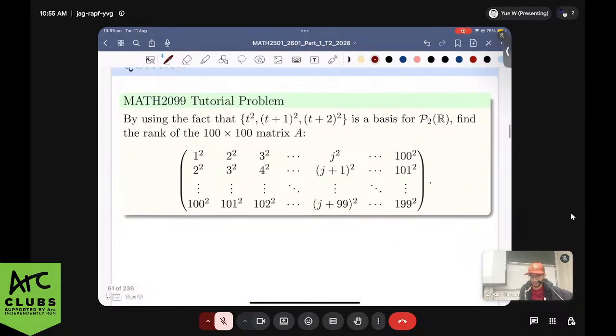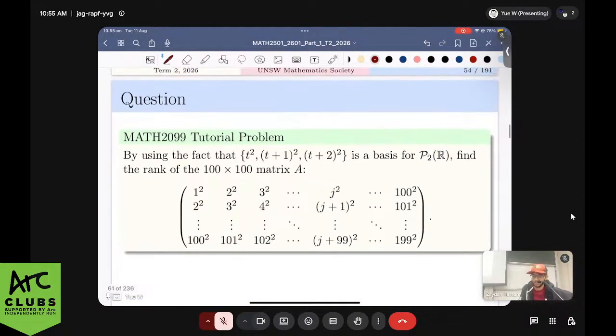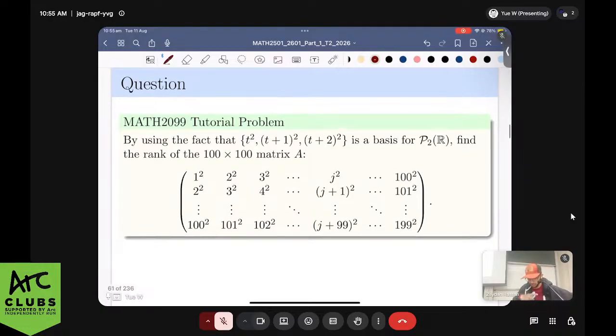Okay, we got this actual killer question from MATH2099. This is actually crazy. So using the fact that this is a basis for P2(R), find the rank of this matrix.